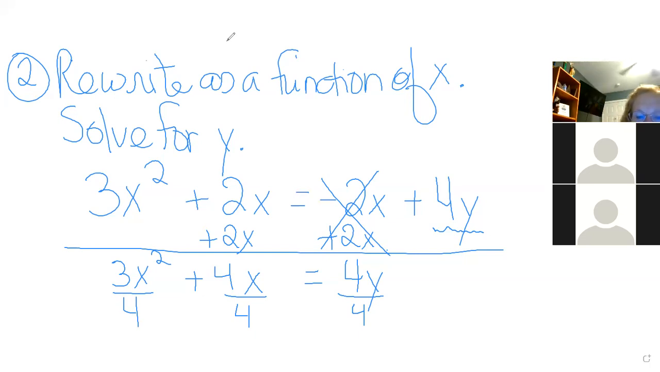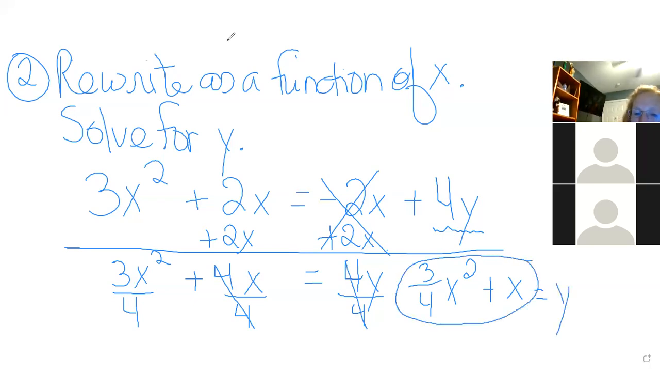And so what we get, I'm going to write it over here, is we get 3/4 x squared plus, now here the 4 over 4 would cancel, so that would just be x equals, and here once again the 4 over 4 would cancel, would be y. So I'm going to circle this. This is what we get when we solve it for y, or as Hawks is going to say, when you rewrite it as a function of x. We get 3/4 x squared plus x.